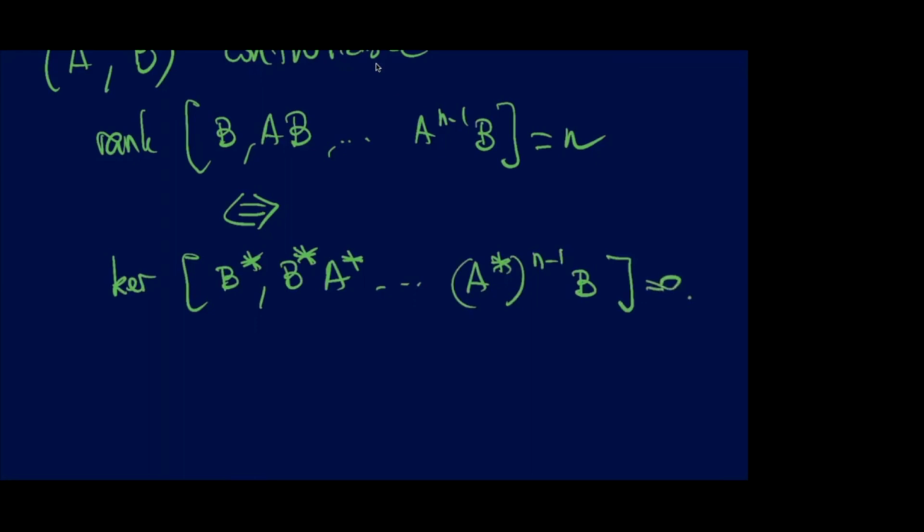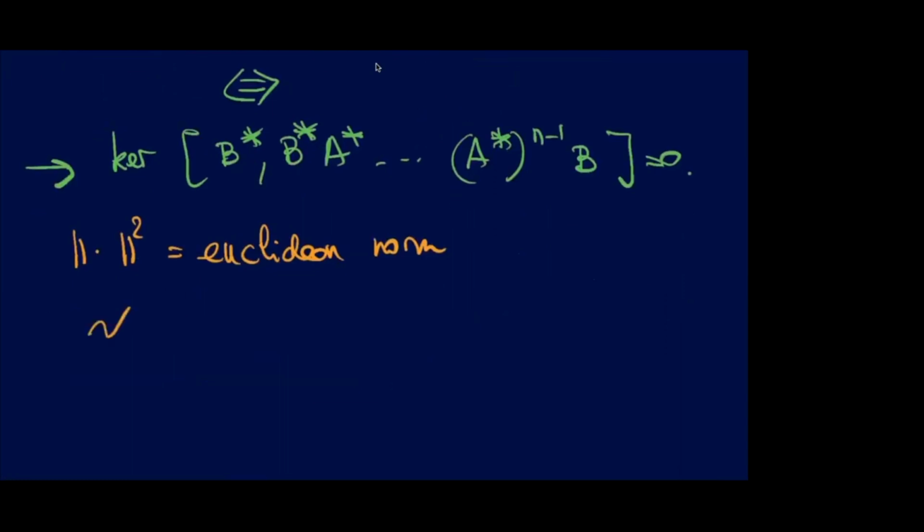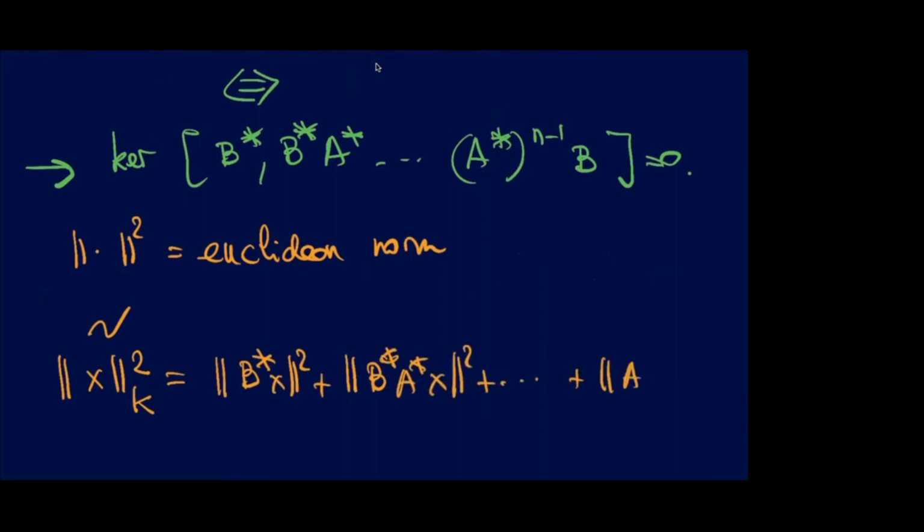So then I ask you the following question. Do you agree that whenever this condition is fulfilled, which means that the system is controllable, or (A, B) fulfills the Kalman rank condition, that if I take the Euclidean norm, it is equivalent to this other norm of a vector: the norm of B* x squared plus the norm of B* A* x squared plus ... plus the norm of B* (A*)^(N-1) x squared?